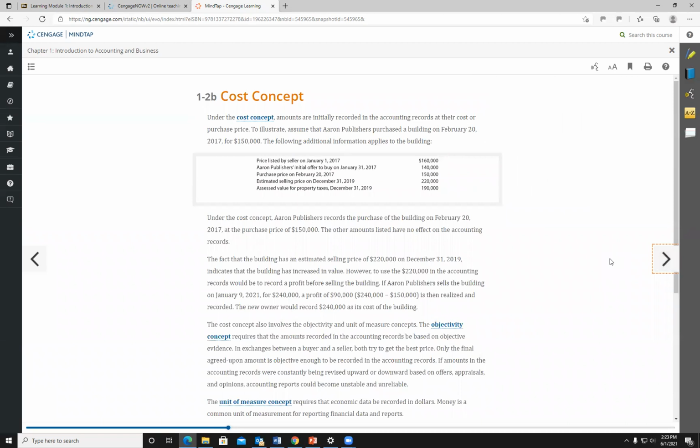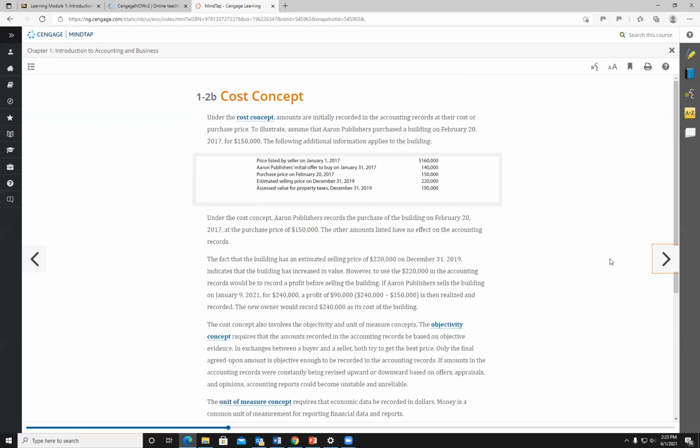All right, so the next concept is the cost concept. How do I know what to record for that building that my business owner just purchased? Your business owner just purchased a building and you have to record that transaction in the accounting records for the business. How do you know?